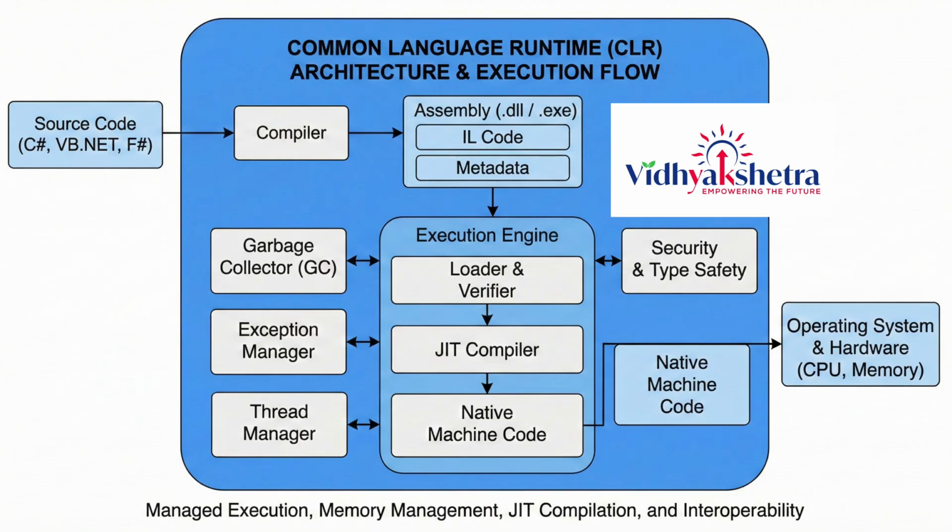Memory management is one of the most important responsibilities of the CLR. When objects are created, memory is allocated from the managed heap. Developers do not explicitly free this memory. Instead, the garbage collector automatically manages object lifetime. The garbage collector works by identifying objects that are no longer reachable from application code. These objects are considered garbage and their memory can be reclaimed. This automatic memory management greatly reduces memory leaks and pointer-related errors.